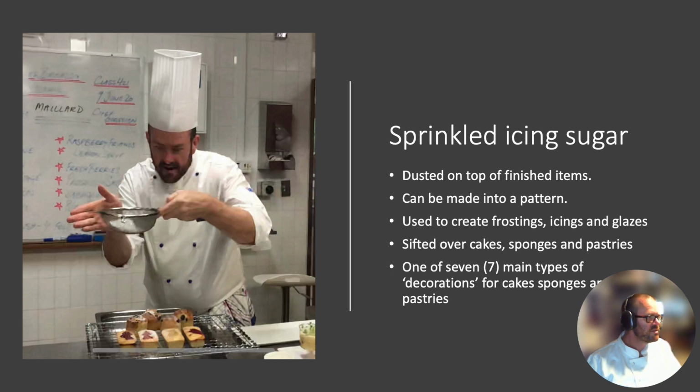You can see what's in the picture there. I think I've got little fraisiers, right? Sprinkling icing sugar over the top. In the background you can see a raspberry fraisier. So icing sugar is generally sprinkled on, finely ground white sugar, can be made into a pattern, used to create frostings. One of seven main types of decorations.